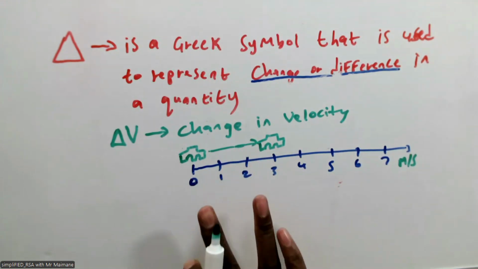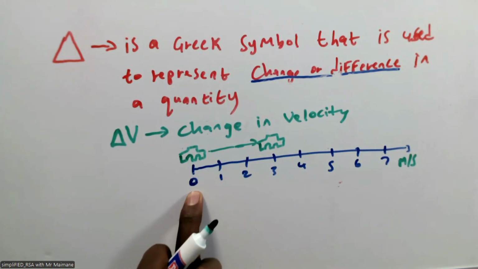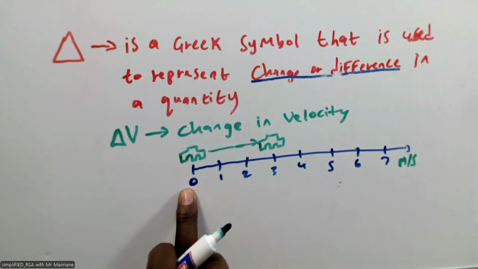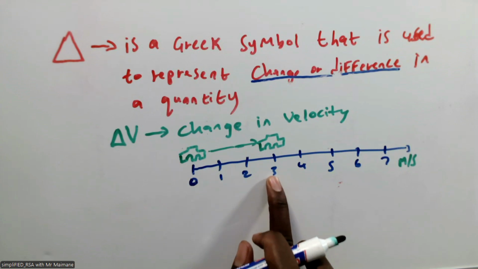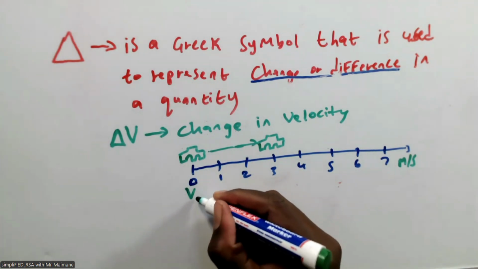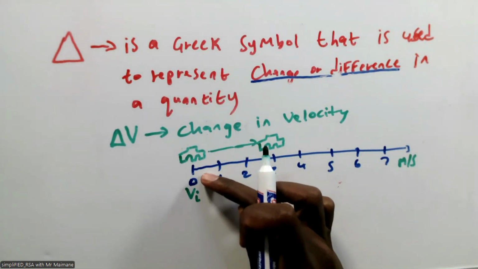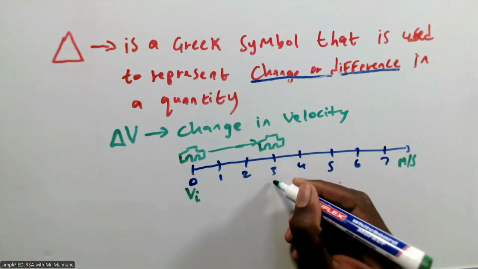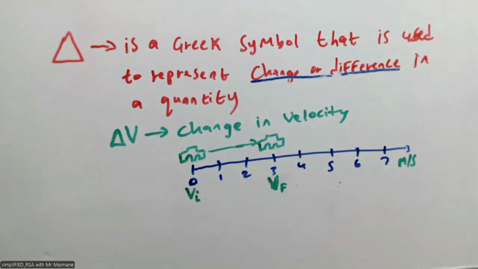So we say the car initially was at rest. Rest means it is not moving, so the velocity is 0. And then the car starts to move and it maintains a velocity of 3 meters per second. So this is our initial velocity, meaning initially the car was not moving, it was at 0. And then the final velocity that it maintained became 3 meters per second.